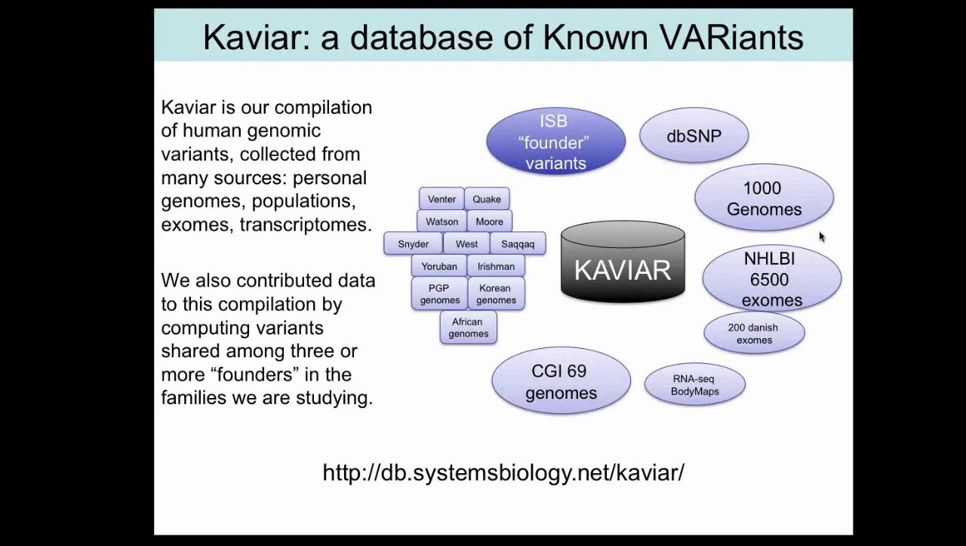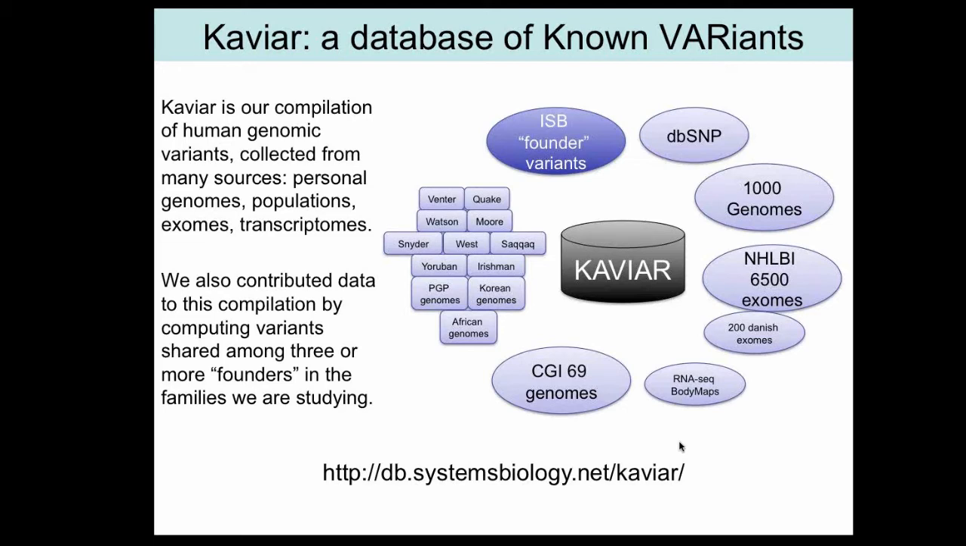But in addition to those genomes and exomes, there's a very large number of private genomes, personal genomes, that have been released. And there's also lots of information from RNA-seq that also gives data about personal variants. So what we did here is to compile all these different variants into a single database and make it publicly available to reduce the amount of effort that other people need to do to combine all this different information.